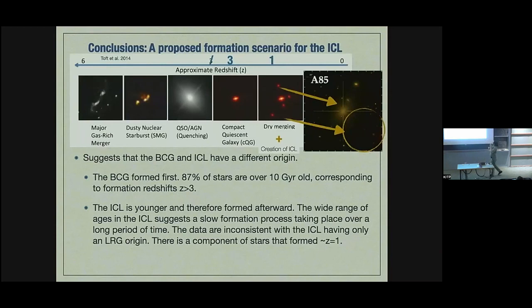So there's a popular scenario for the origin of BCGs put forward by Toft in 2014, where you start at very early times with a gas-rich merger, go through a dusty nuclear starburst phase, some quenching phase, a compact quiescent galaxy phase, and then a dry merging phase, which adds mass to the brightest cluster galaxy and also puffs it up. And we're proposing that about redshift 1, maybe the creation of the ICL is also happening from minor mergers.